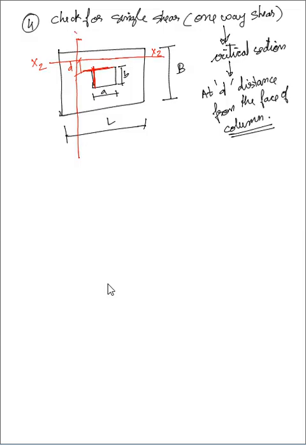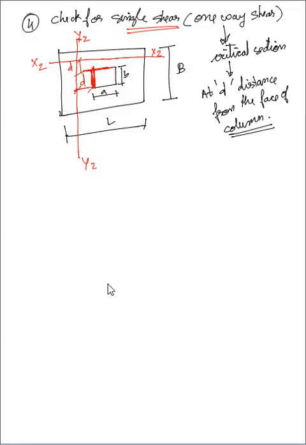This is my y2. So from the face of the column I have to go slightly this side. So that is how much? D distance I have to take my critical section. So for single shear my critical section will be at a distance d from the face of the column.